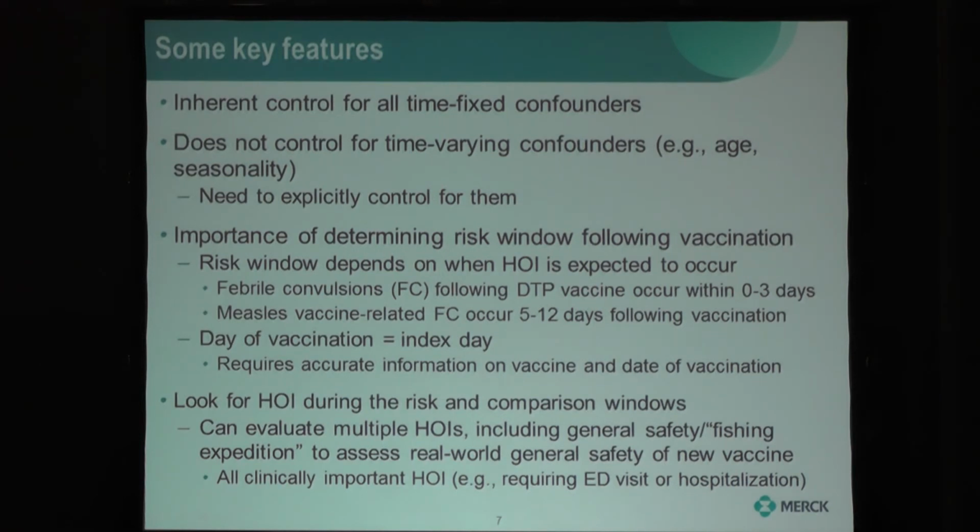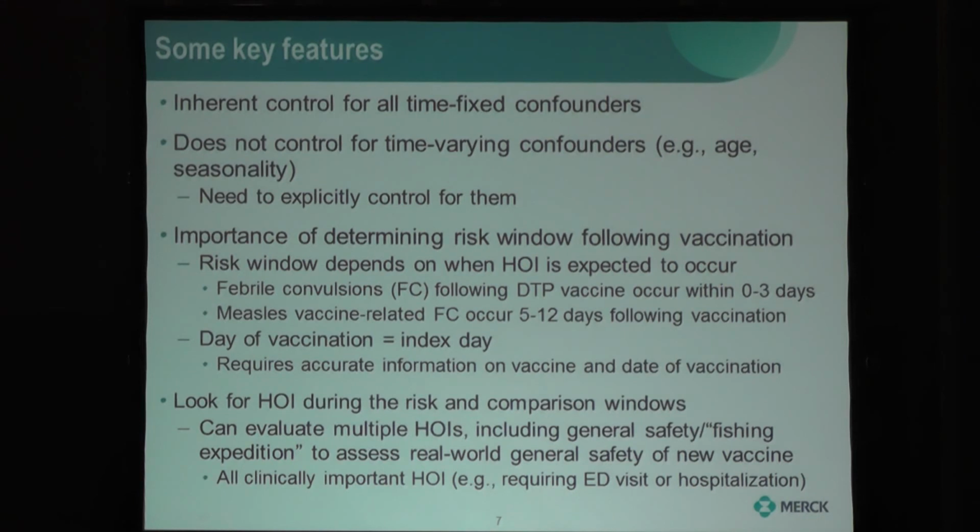What it doesn't take care of is things that may change over time. For example, age. If your risk and comparison windows are a few months apart, that may be sufficient for some outcomes that have a very different incidence by age. Say the first year of life, there may be very different incidence of febrile convulsion. In the second year of life, very different incidence of intussusception. We'll see that for rotavirus in the first year of life. So these influences you need to take into account when you do the analysis, and you need to adjust for these differences.